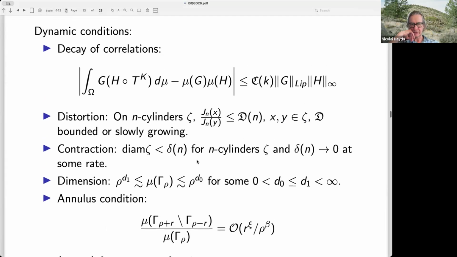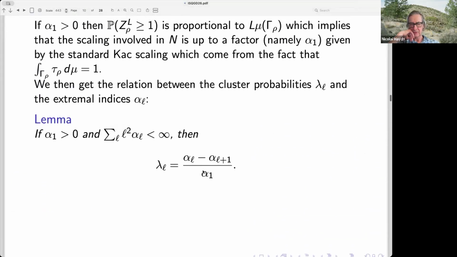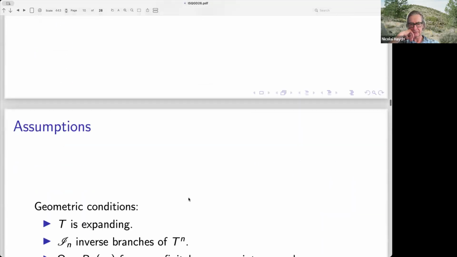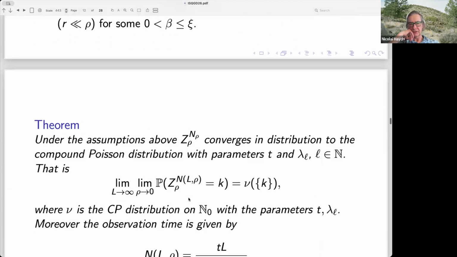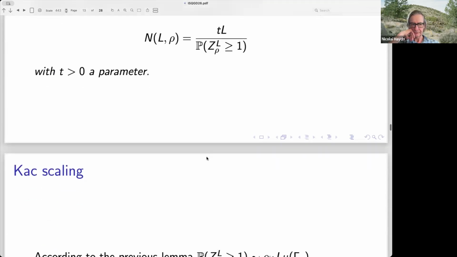parameters, to the extremal values, if you allow me to scroll up, this alpha 1 can be 0. And in that case, this formula can't be used to compute the lambdas from the alphas. This only works if one has a cut type scaling where the alpha 1 is actually strictly positive. But you get a result like this no matter what, whether alpha 1 is 0 or not. This scaling always works.